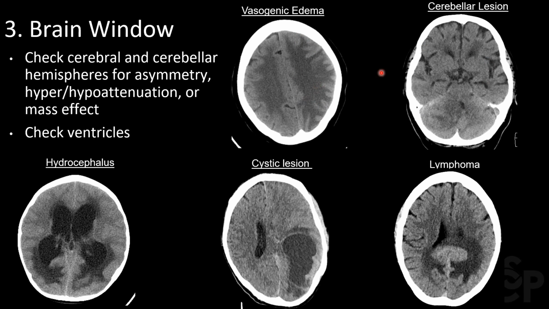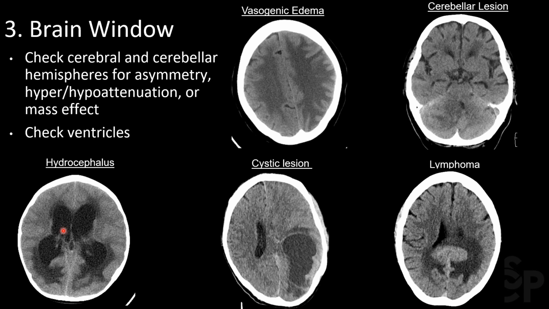If we move on to look at the top right image, the cerebral hemispheres look okay. If we move down and look at the cerebellum, however, we see that there's an ill-defined mass in the right cerebellar hemisphere that's pushing into the fourth ventricle. This is a good example of a cerebellar lesion causing mass effect here. Let's move to the bottom row.